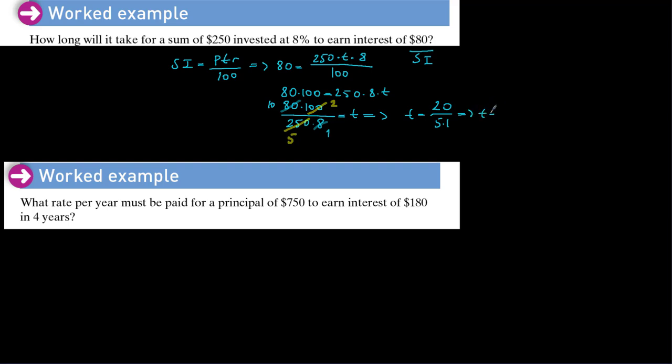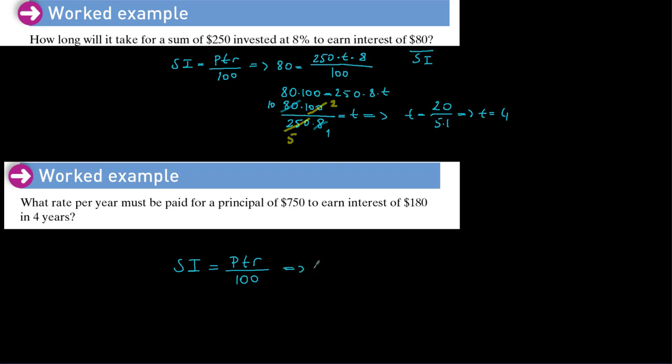So time is going to be equal to 4, and after 4 years you are going to earn interest $80, and this is the answer of the question. Okay, what rate per year must be paid for principal 750 to earn interest 180 in 4 years? So SI, I'm going to use the same formula, is equal to P times T times R divided by 100, but this time they are asking the rate, which means that R is the question mark.